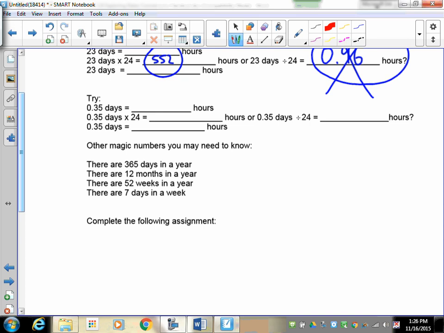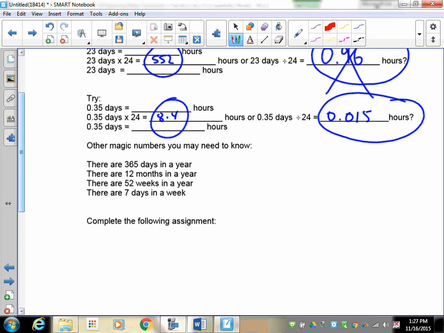Okay. So again, we're working with 24, so you can multiply by 24. If you do that, you're going to get 8.4 hours. If you divide, you're going to get 0.015 hours. So which one makes sense? Well, there's no way that 0.35, which is around a third of a day, can be less than an hour. So it actually has to be this one.